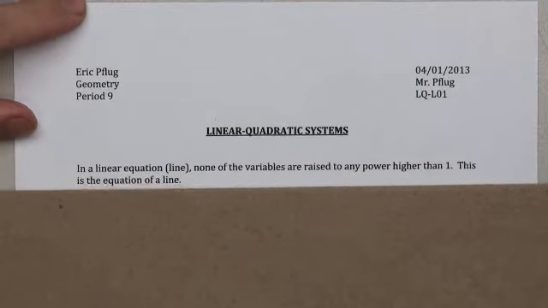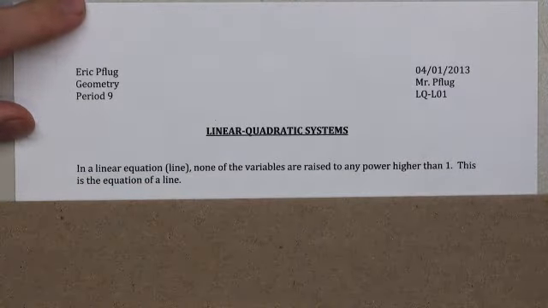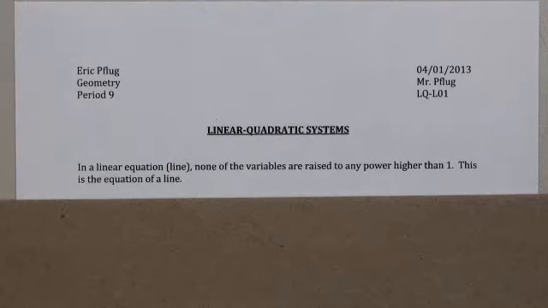So skip a line and let's write down our first important piece of information. In a linear equation, which remember is a line, none of the variables are raised to any power higher than 1. So you're not going to see any squareds or cubes or anything like that. You'll see x's and y's, or just an x and just a y. And remember, this is the equation of a line.